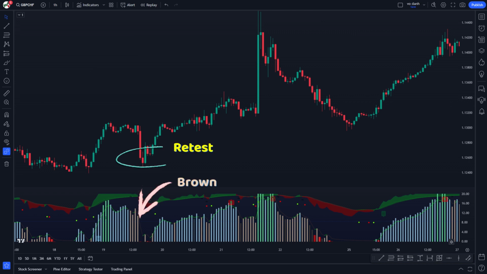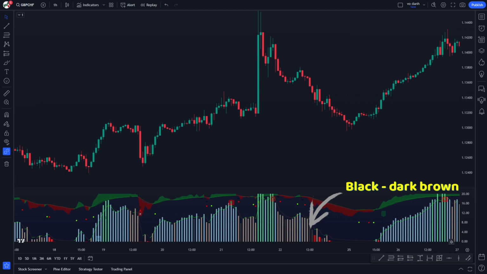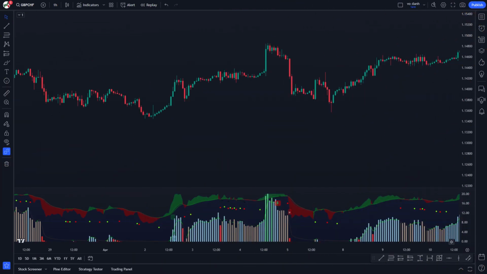And then we have the brown histogram bars. These represent retest areas, basically signifying a natural decline of the price following the initial growth. These are areas where you should be looking to exit your positions either partially or in full. And then we have black histogram bars, but they actually appear as dark brown instead of black. This indicates a reversing of the market trend, indicating that institutional traders are exiting their positions, suggesting the need for you to also take your profits, that is if you have any.